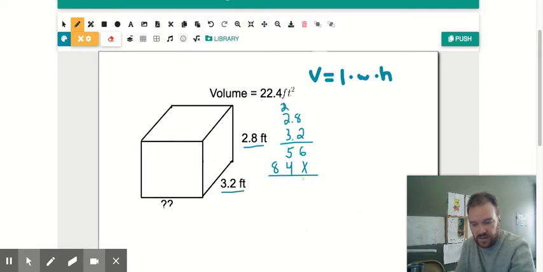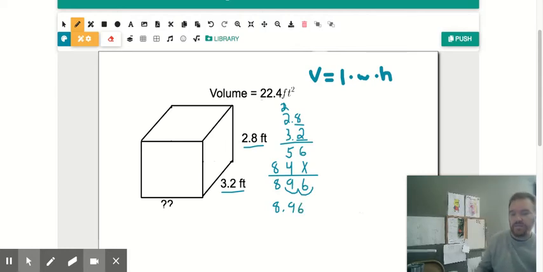I'm going to add this out. 6 and nothing is 6. 5 and 4 is 9. 8 and 0 is 8. And then, where do I need to put my decimal point? Well, I go up here and I look and I say, okay, I have 1 decimal place value here and 2 decimal place values up in my problem. So I'm going to start behind my number and move my decimal over 1, 2. And I get a final of 8.96.